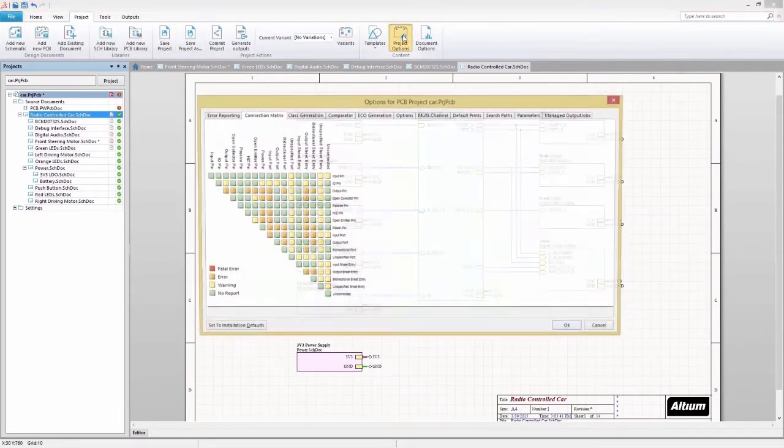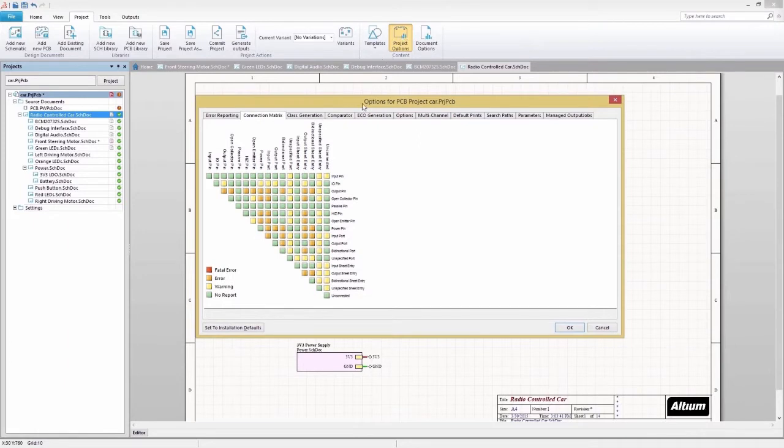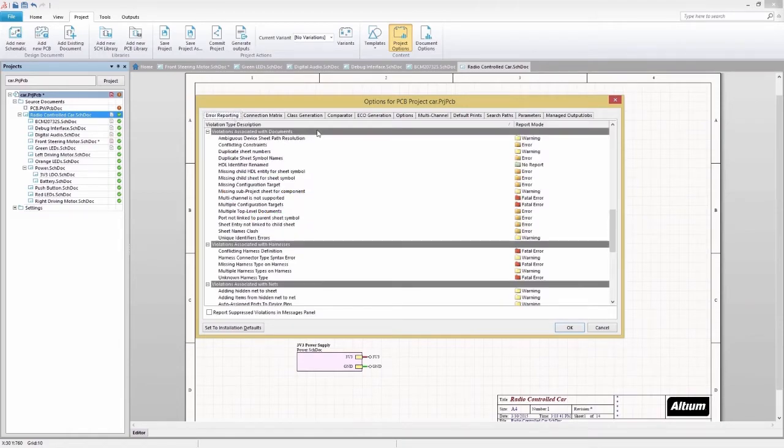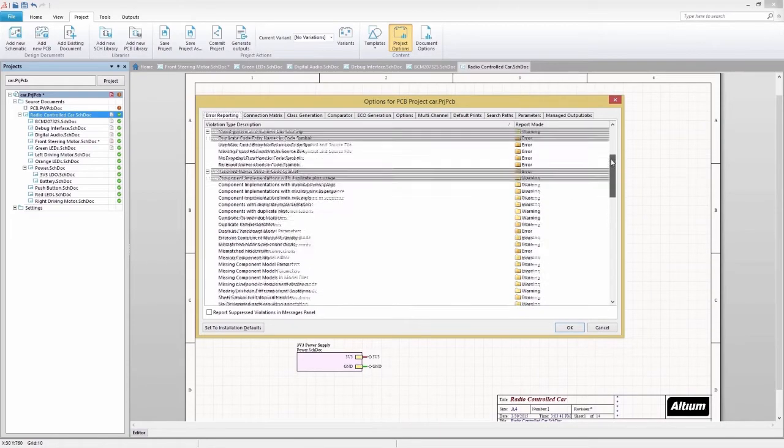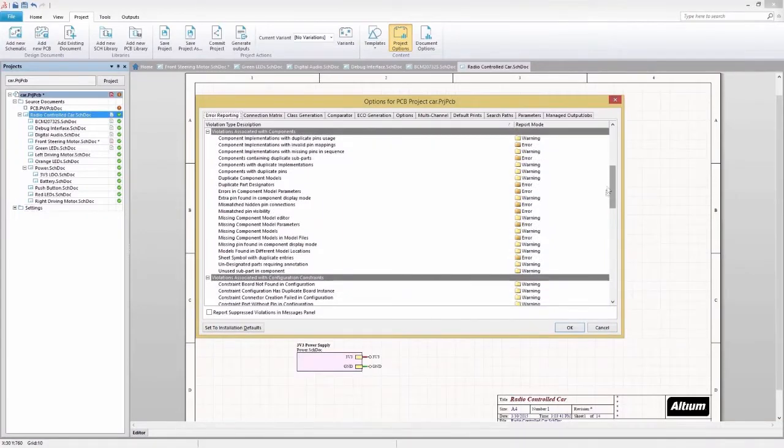A detailed and customizable electrical rule check system in SOLIDWORKS PCB keeps your schematics error-free during your design process. Easily customize a connection matrix to ensure proper connectivity in your design. Choose specific error check settings from the detailed list of predefined checks.